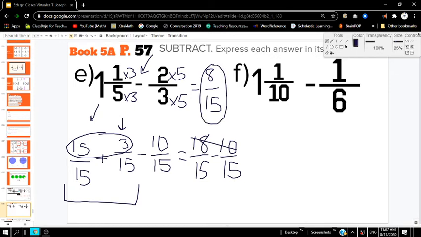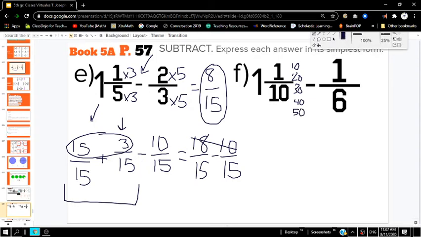Letter F is pretty similar. What we need to do is convert our denominators to be the same. We need to have like denominators. And if I count by tens, for example, 10, 20, 30, 40, 50. Okay, we have my multiples of 10 and my multiples of 6. Let's see. 6, 12, 18, 24, 30. I'm going to stop right there because we already have a similar multiple. 30 is our similar multiple.